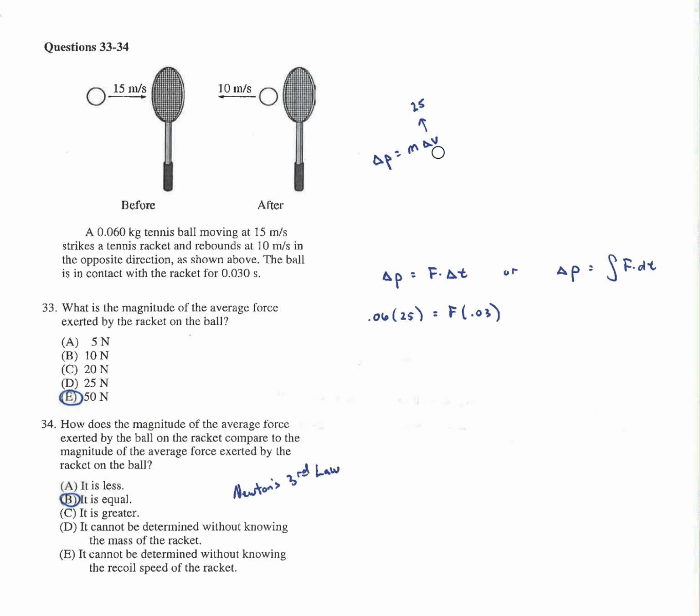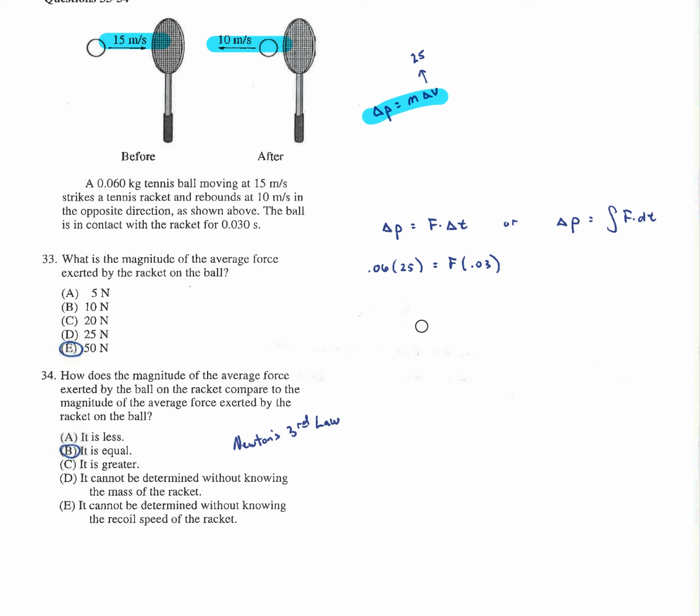All right, this is all about impulse. The impulse is the change in momentum. Velocity is a vector. So this one going 15 this way and then 10 that way, that's a change of 25. So the change in velocity is 25. So the impulse is the mass times the change in velocity, which equals some average force times the time, so you can then find what the force would be.